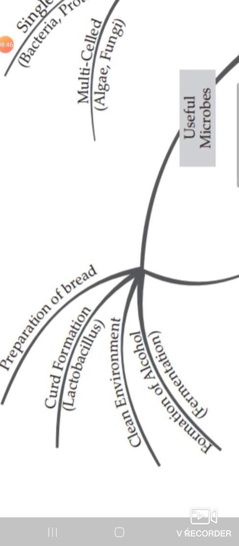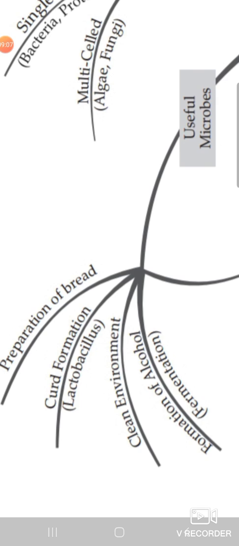So for curd formation, the bacteria are lactobacillus. Now you are clear why they are called lactobacillus: because they take up the lactose sugar present inside the milk. So these are the bacteria which are responsible for the formation of curd from milk.